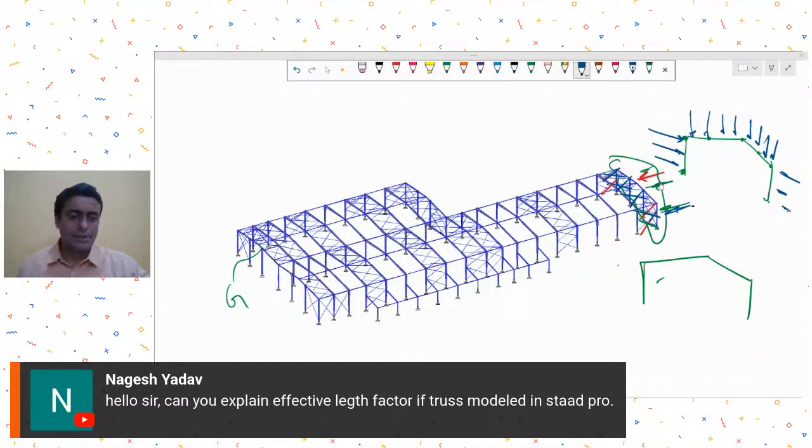So Engineer Nagesh Yadav is asking, can you explain the effective length factor if truss is modeled in STAAD Pro? It will be a long discussion, so if you have any specific question on it, please ask.